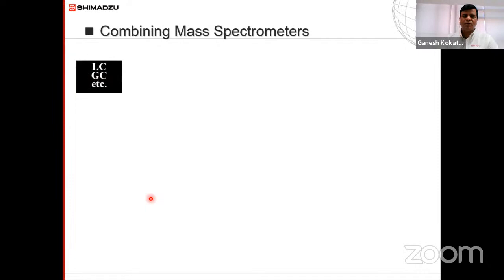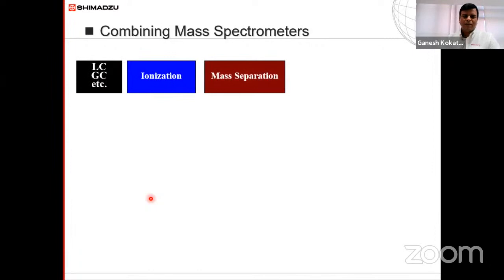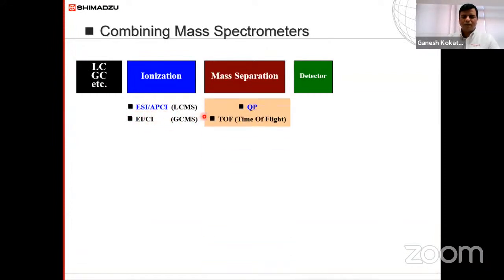So how does the combination work? We call it SQ, the single quadrupole. Here your HPLC, or either GC or HPLC, is followed by ionization, then the quadrupole for mass separation, and that's it, then detection. Only one quadrupole is present in a single quadrupole, which we call SQ. It also contains ESI and APCI, and in GC it contains EI and CI, chemical or electron. In Q-TOF, there is a quadrupole with TOF, or maybe a single quadrupole.